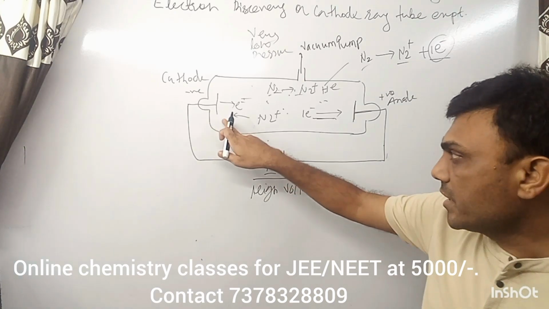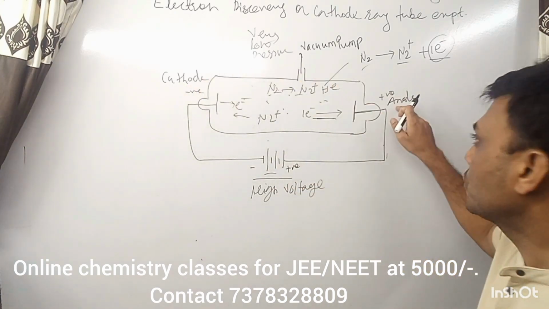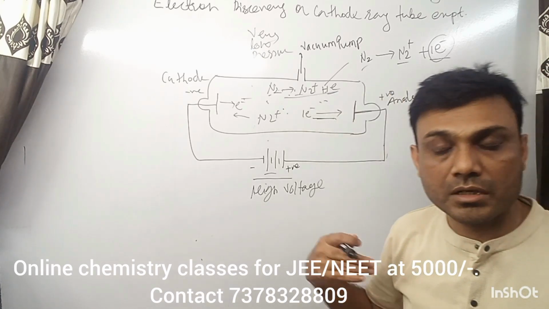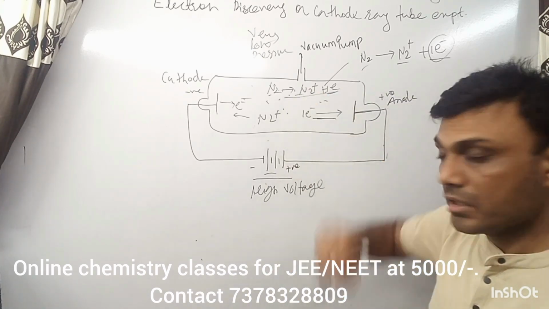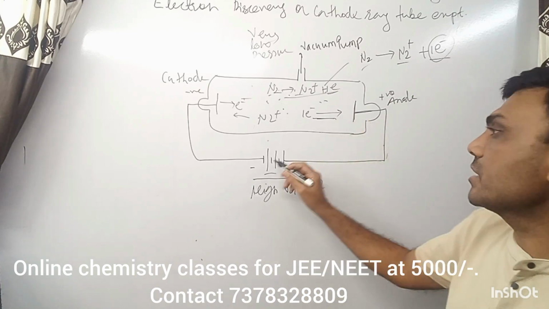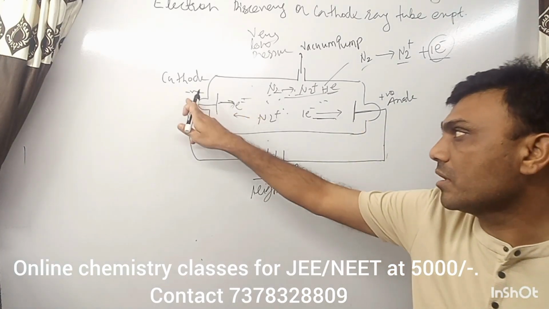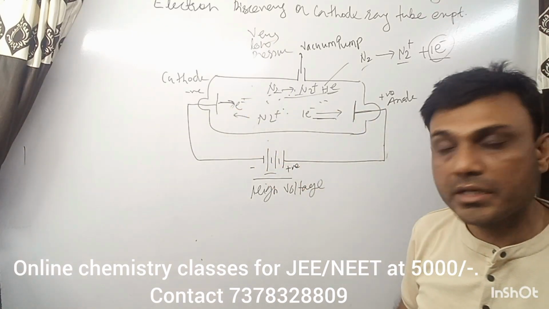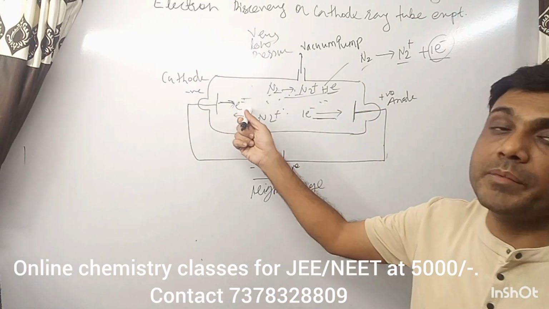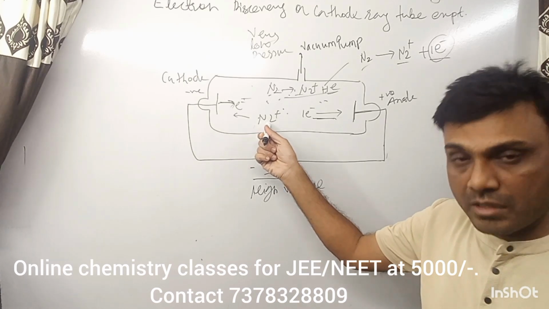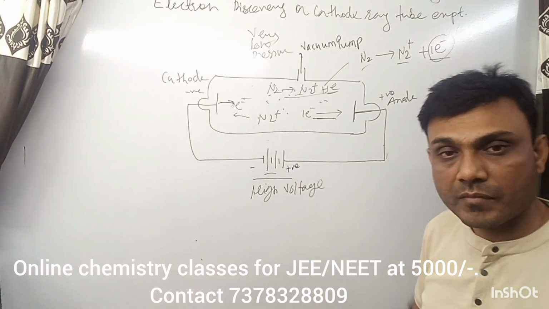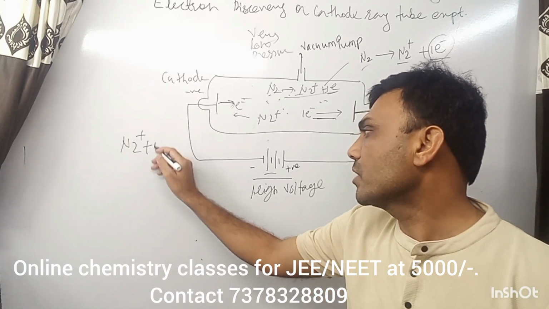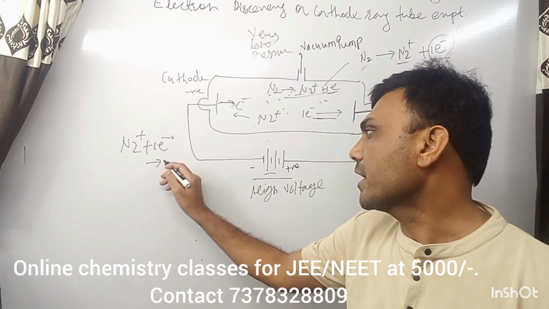That means the electron is flowing from cathode to anode. Because of ionization, electrons will come out of the nitrogen gas, flow from here to here, and ultimately come from this electrode, and there is again a continuous flow of electrons. Sometimes these electrons will be captured by an N2 positive ion, and N2 positive plus 1 electron gives N2.